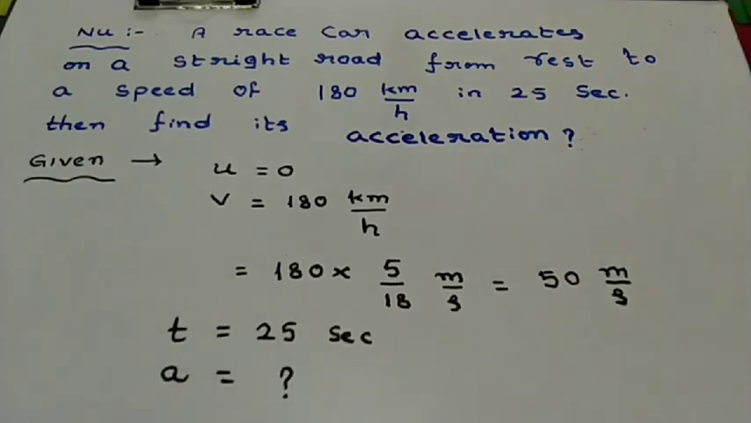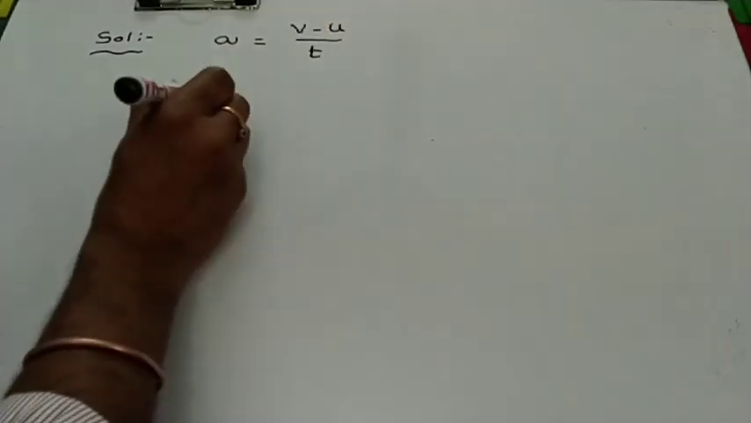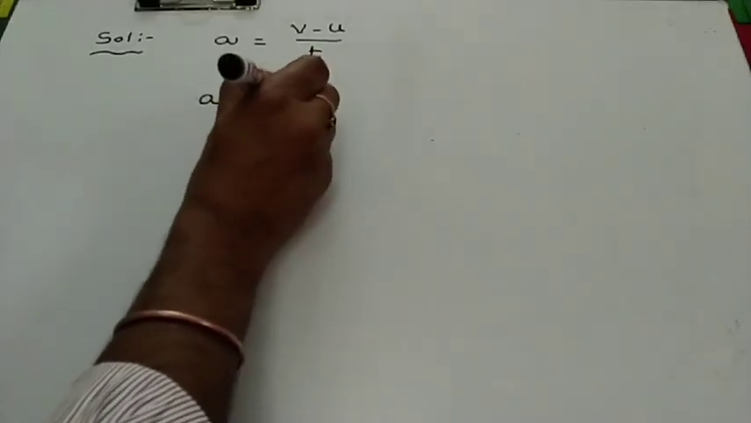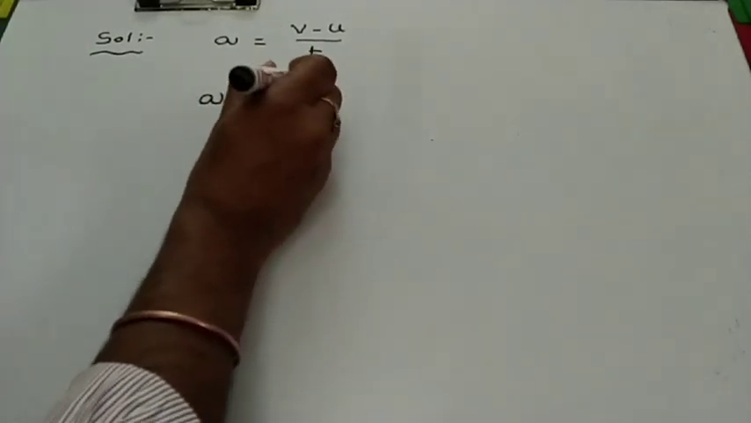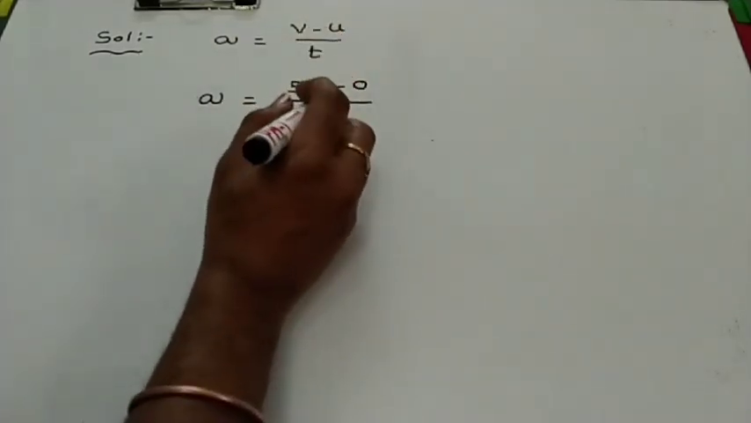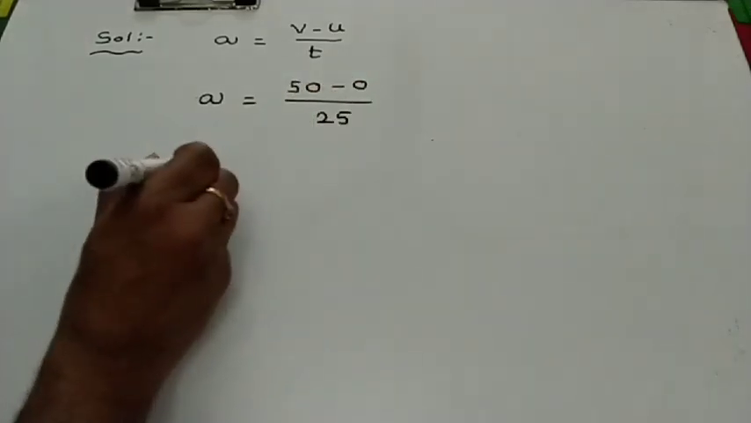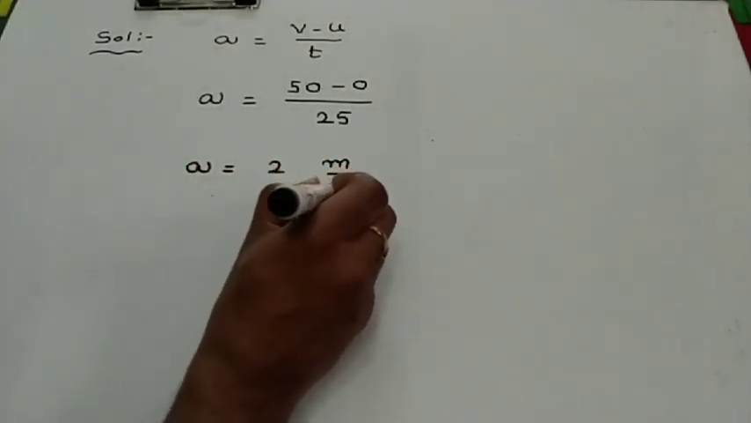Okay. Now go for the solution. Here, the acceleration a is equal to, what is the formula? v minus u by t. Now acceleration a is equal to final velocity, which we got as 50, and initial velocity equal to 0, whole by time. The time is equal to 25 seconds. Therefore, the acceleration is equal to 2 meter per second square.